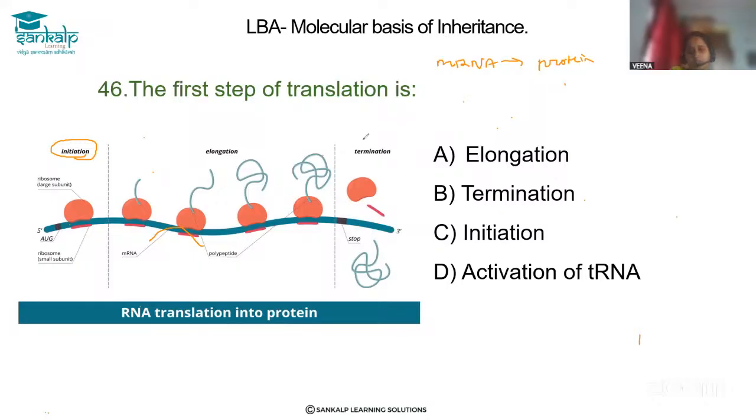And the last process is termination. Here it will meet the stop codon and it stops the process of translation. In the end, we are getting the protein chain. So this is the process of translation, that is synthesis of protein from the mRNA strand, right? The first step is the initiation process. So the correct answer is here, dear student, option C, that is initiation process.